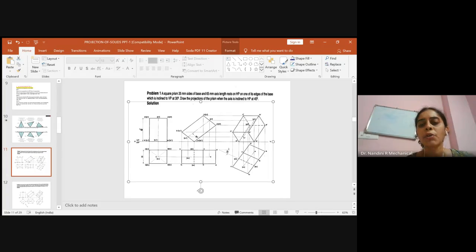Similarly, from here, you draw a line parallel to the axis line. Keep one end of the compass and measure 65 mm, cut an arc. So you got all the 4 points.